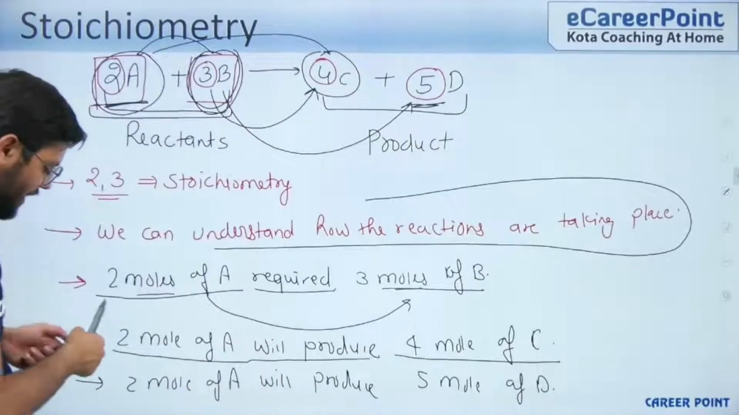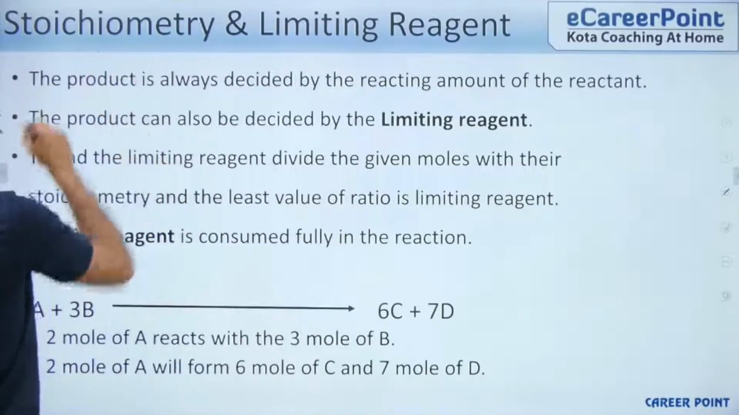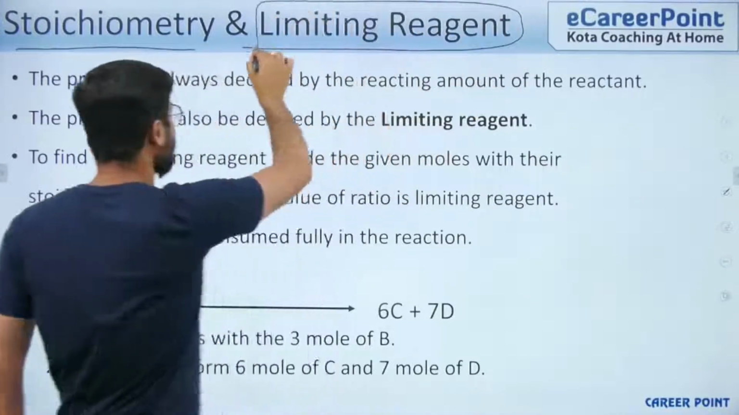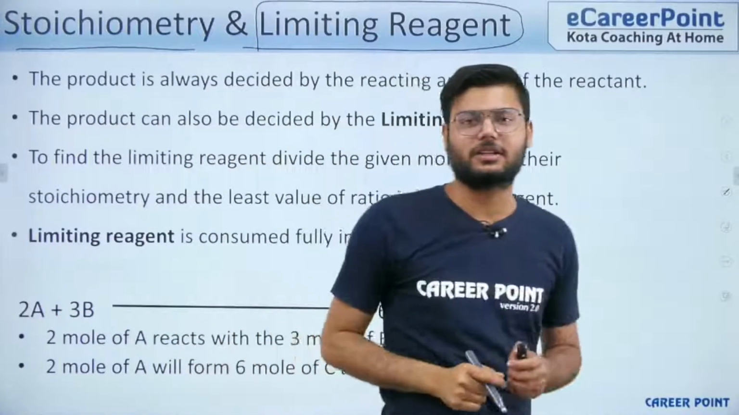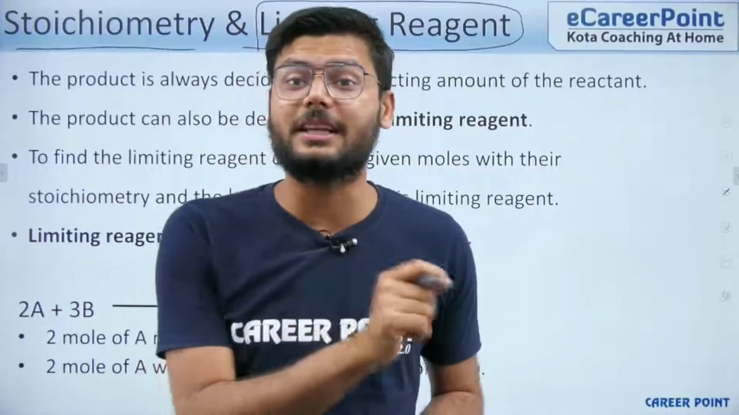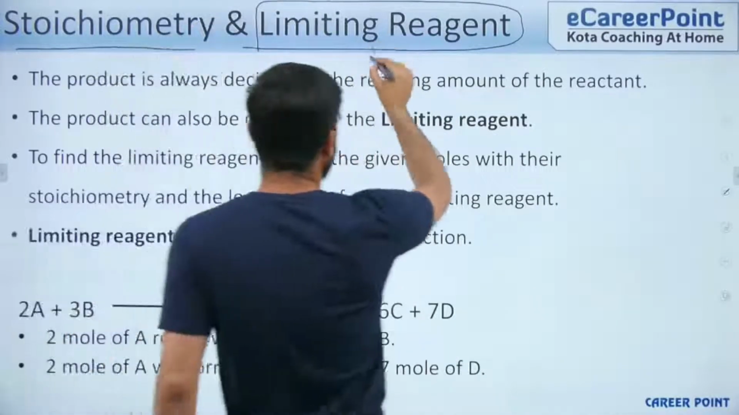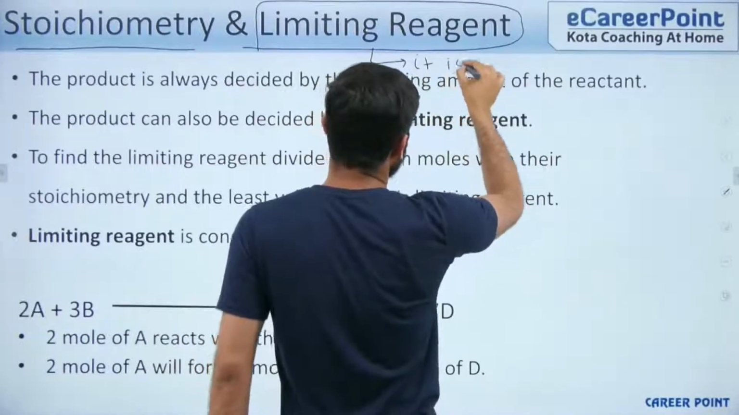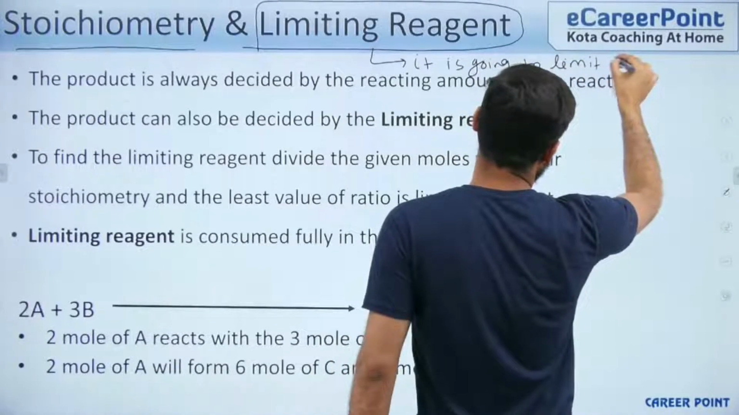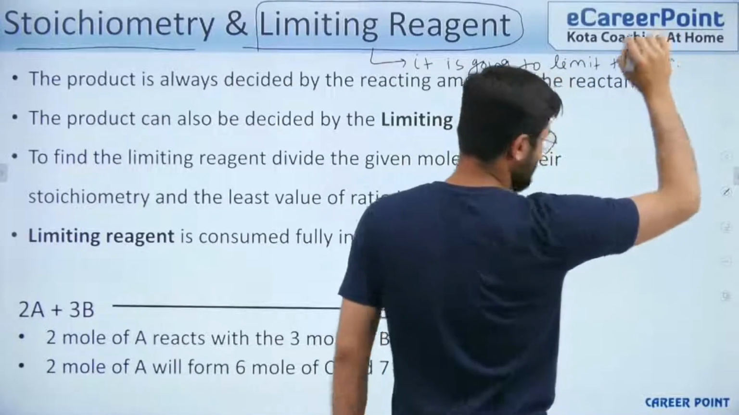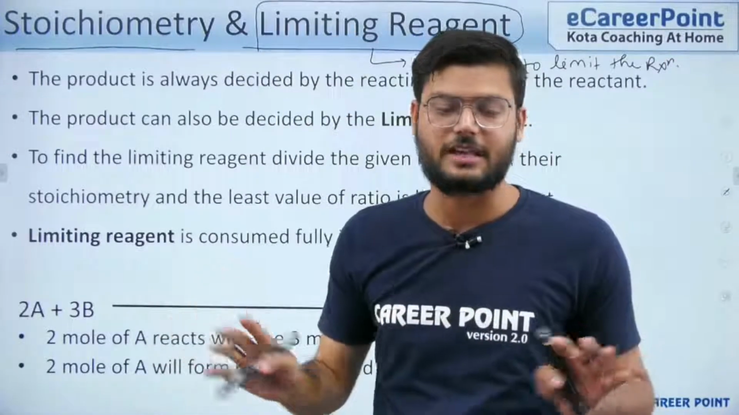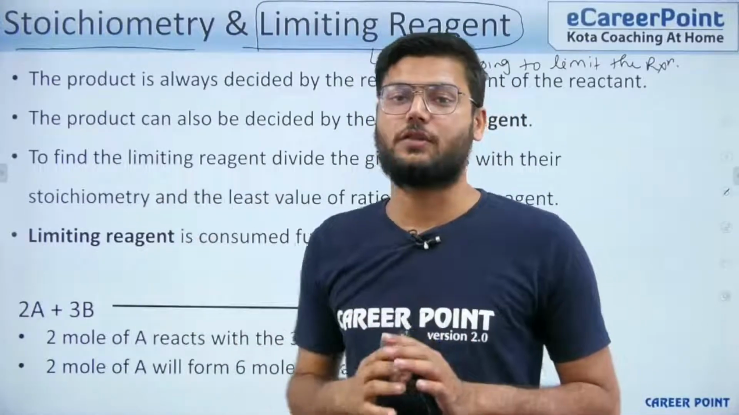Let's move forward into the next concept. Let's try to understand the stoichiometry and the limiting reagent. What does limiting reagent mean? As the name suggests, the limiting reagent is going to limit the reaction. It is the limit for the reaction: if this reagent is finished, the reaction is going to be finished. There is no further formation of the product.